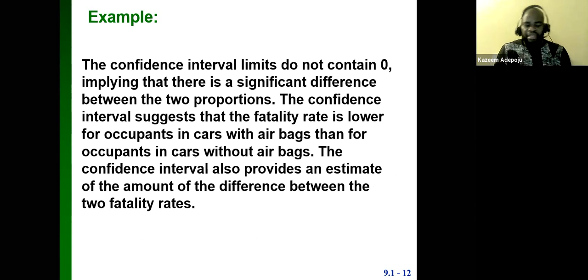So that was why I said the confidence interval limits do not contain zero, implying that there's a significant difference between the two proportions, and the confidence interval suggests that the fatality rate is lower for occupants in cars with airbags than for occupants in cars without airbags. The confidence interval also provides an estimate of the amount of the difference between the two fatality rates, in case you want to take a decision regarding comparing fatalities recorded.